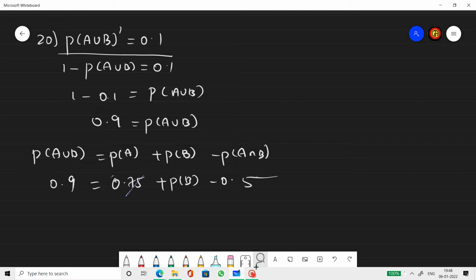P of A value is 0.75. P of B value is missing. P of A intersection B is 0.5. So use this and find the value of P of B.